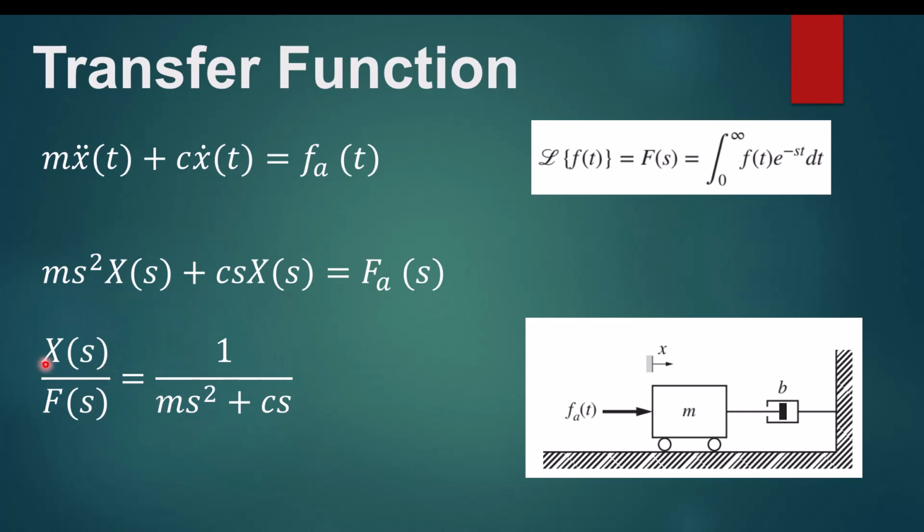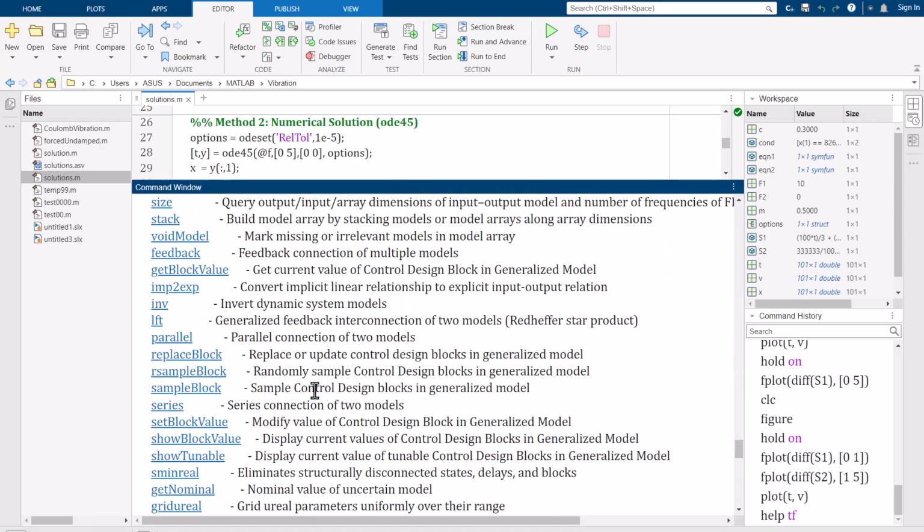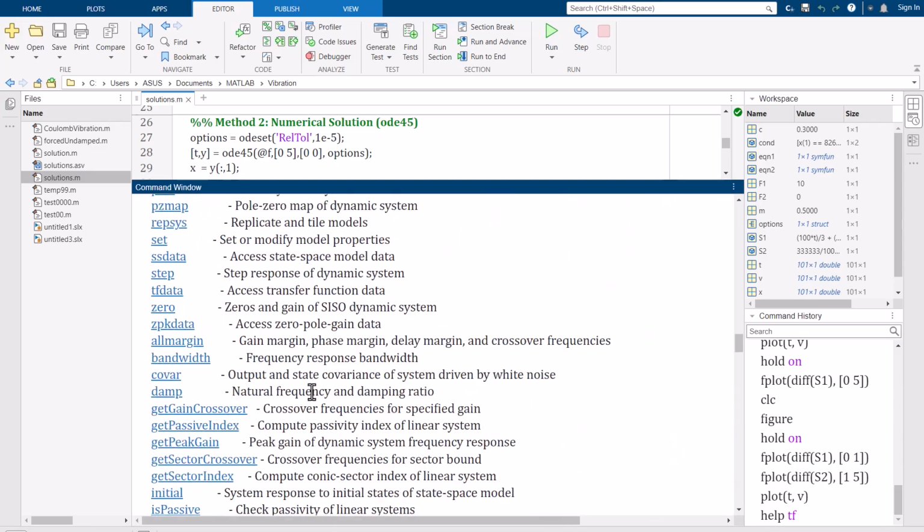And what this means is a relationship between the output to the input. So f is the input of our problem, but x is the output, the desired output, what we are looking for, what we want to find out. So this is the transfer function. And if I type help tf, tf is the transfer function creating command in MATLAB.